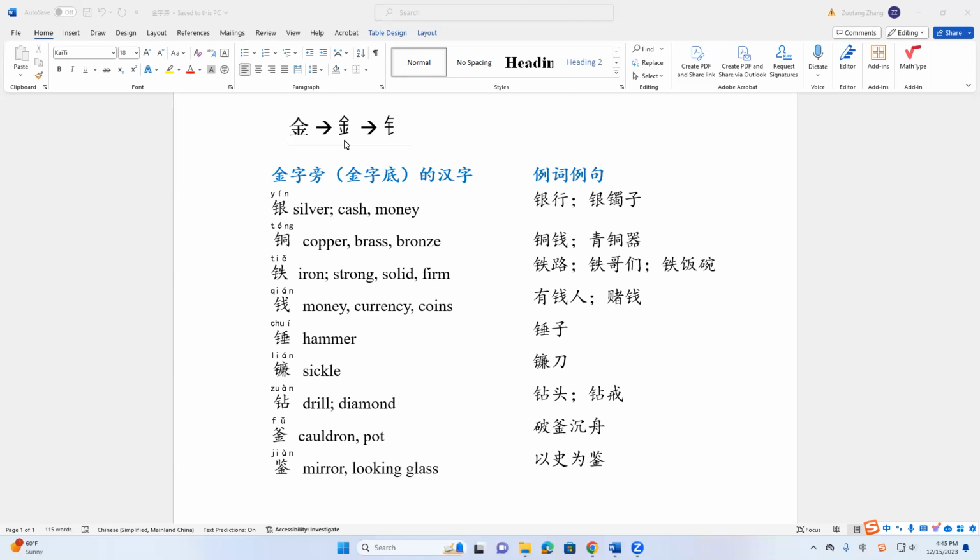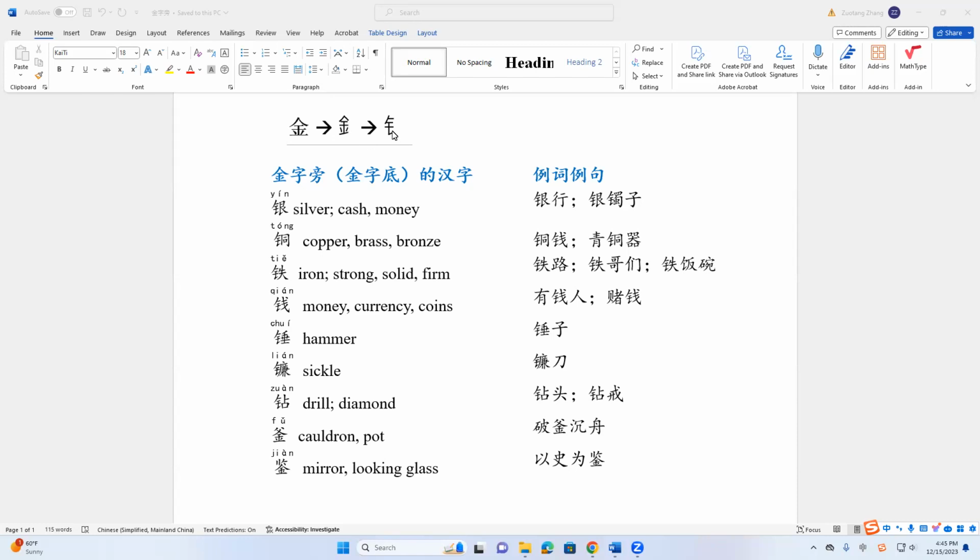This radical always comes to the left side of the Chinese character. But sometimes it can be at the bottom of the character as a radical. It's pretty much like in the English language, you have suffix and you have prefix.